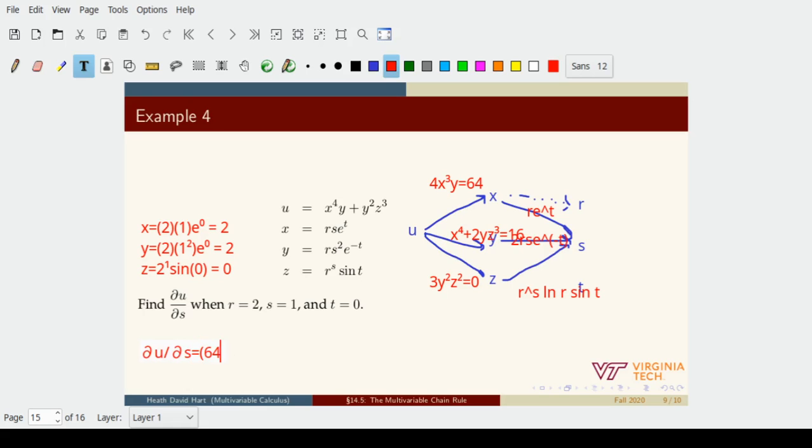is 64 times r e to the t plus 16 times 2rs e to the negative t, plus, and I'll write the last term in, it's 0 times r raised to the s power, natural log of r, sine of t.